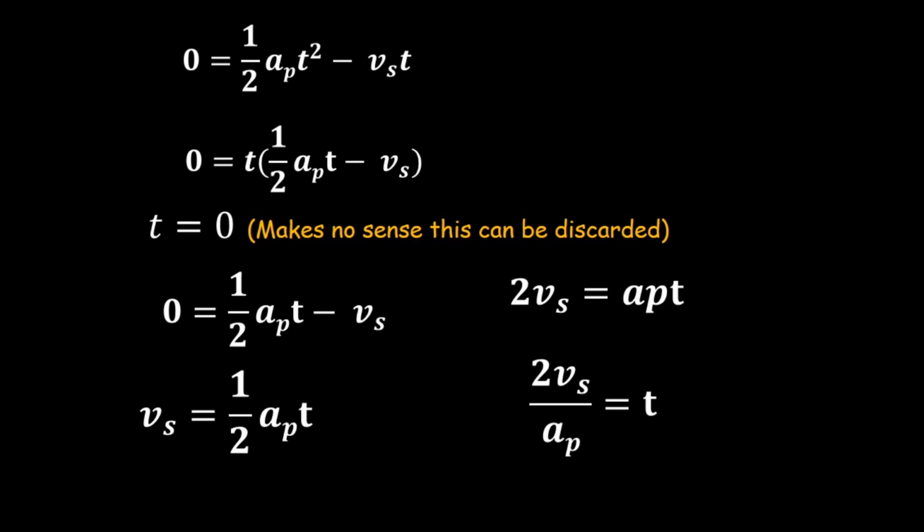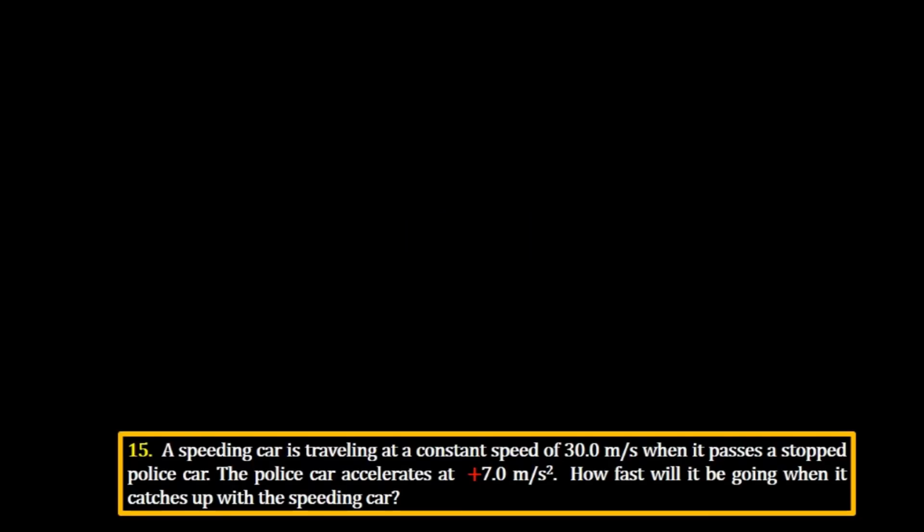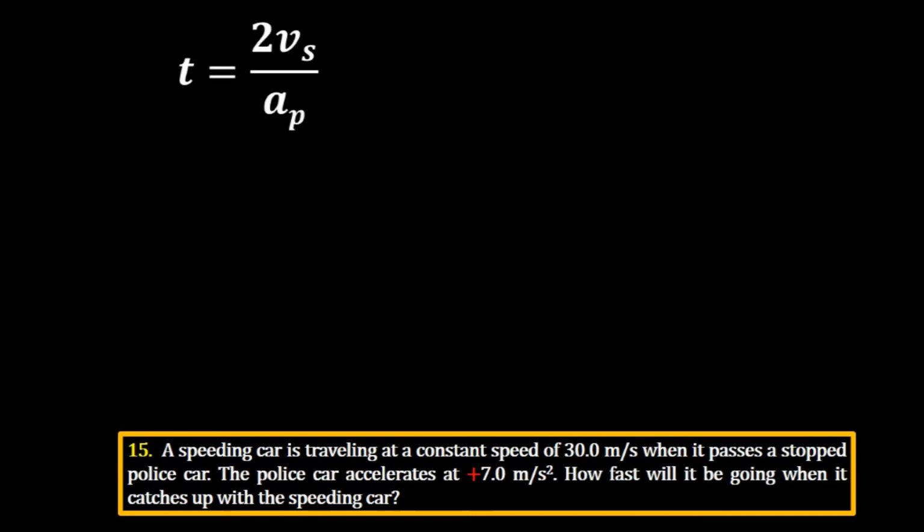I will be quiet for a minute and let you see how that works out. And here you are going to solve for t. So you have 2vs over ap equals t. Let's summarize. I'm putting the question at the bottom so that you can refer back to it. So t equals 2vs over ap. Plug in your values now.